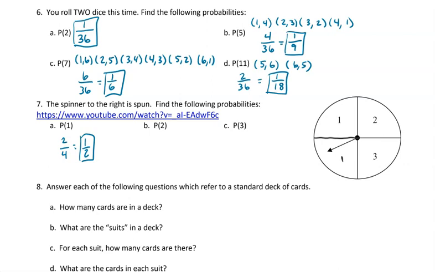All right, the probability of getting a 2. There's only 1 2 on there, so that's 1 out of 4. And the same exact thing with 3. There's only 1 of them, so also 1/4.